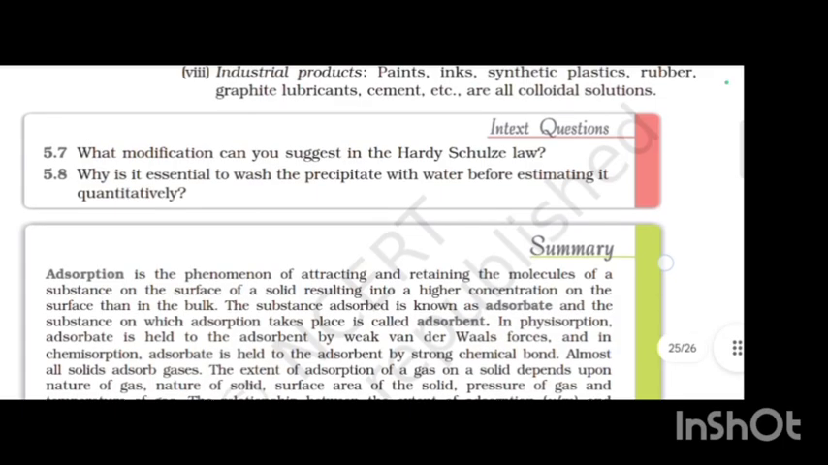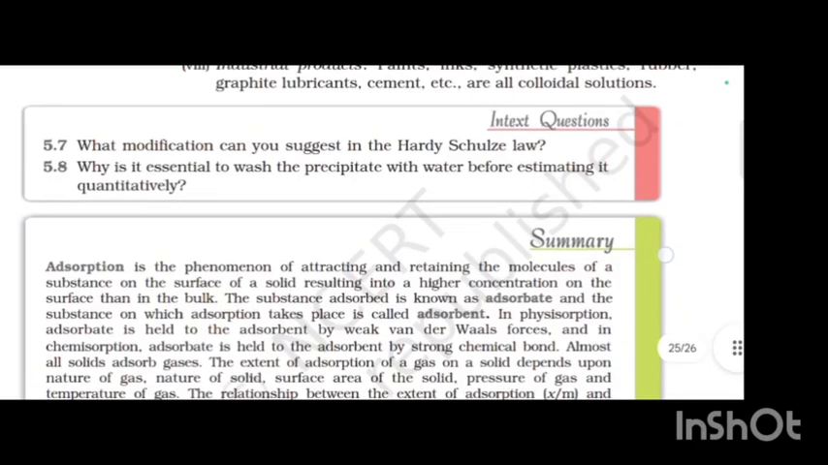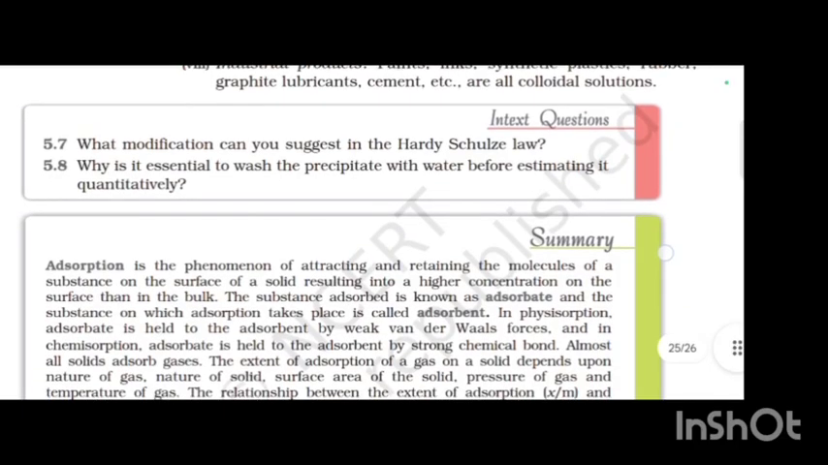In-text question 5.7: What modification can you suggest in the Hardy-Schulze law? 5.8: Why is it essential to wash the precipitate with water before estimating it quantitatively?